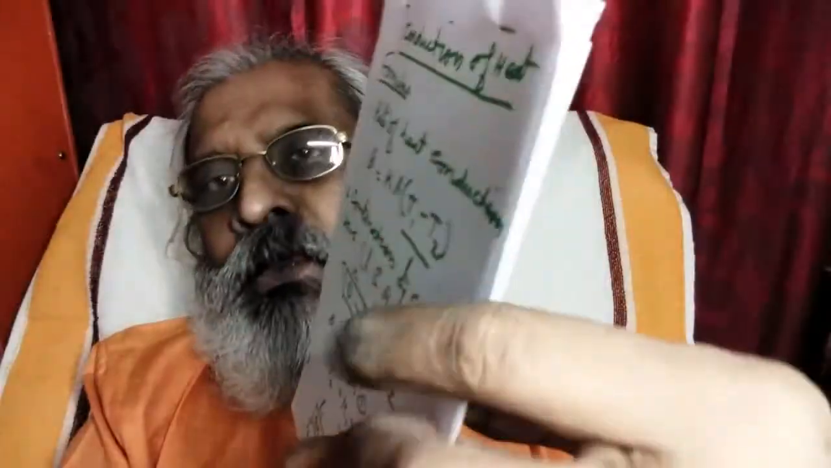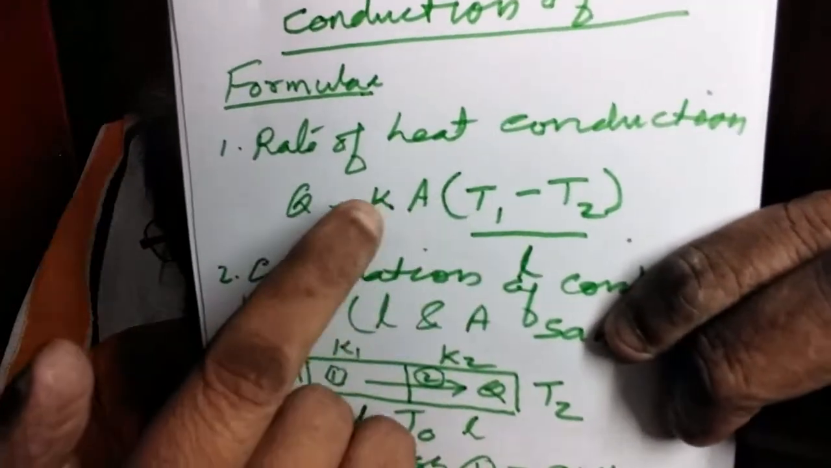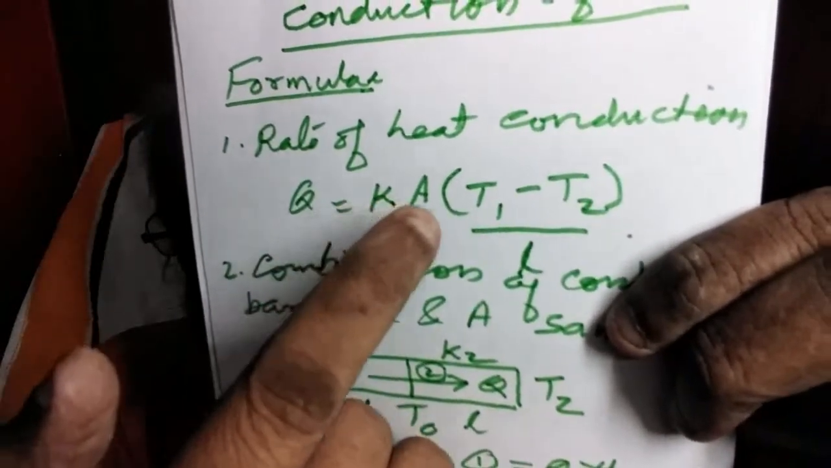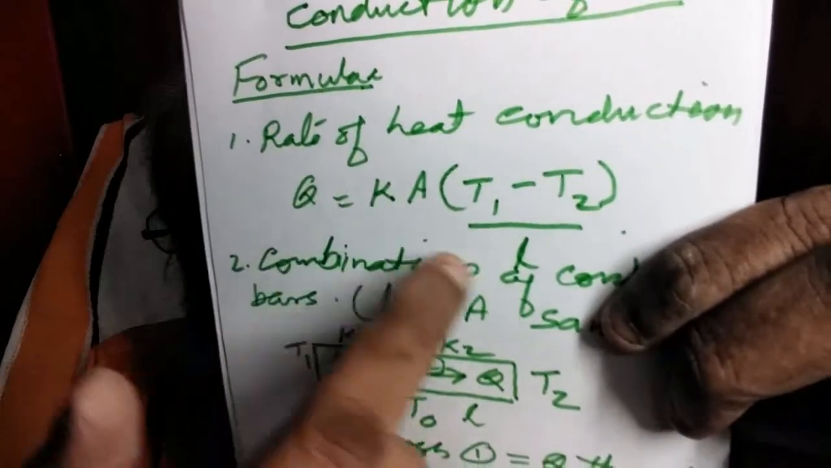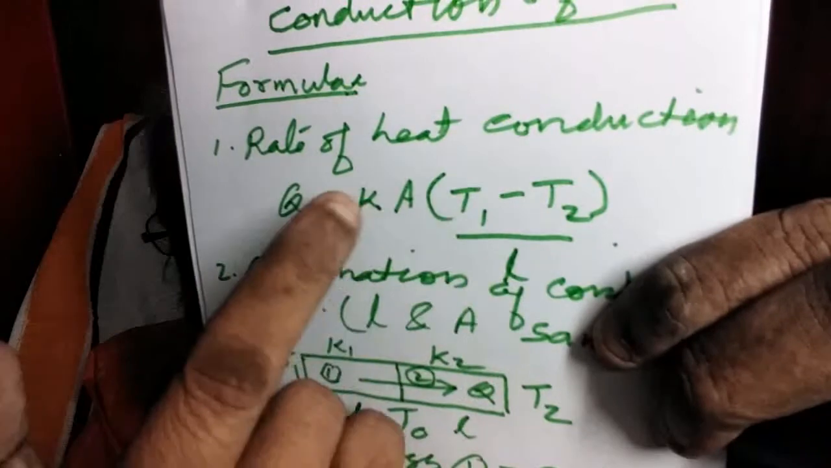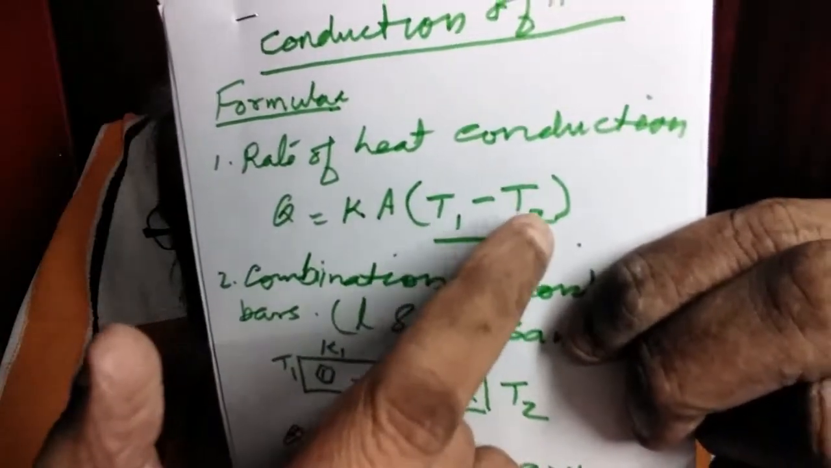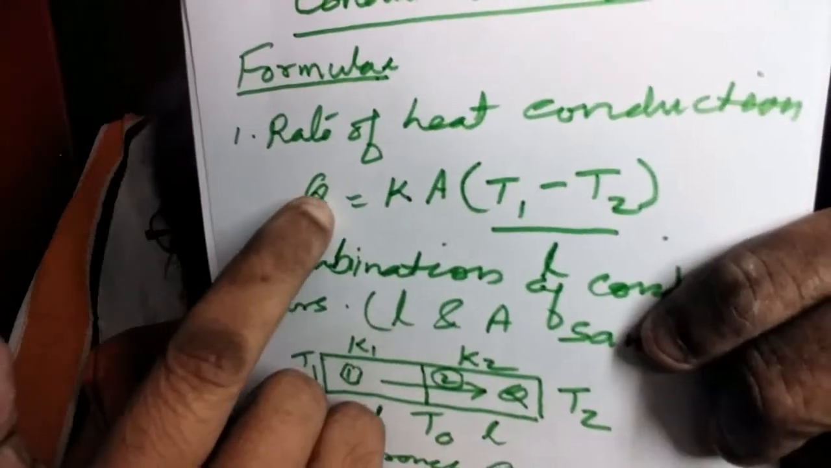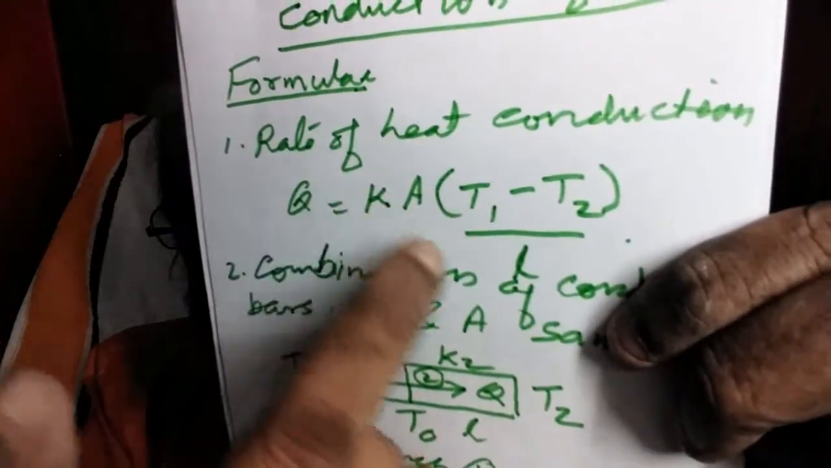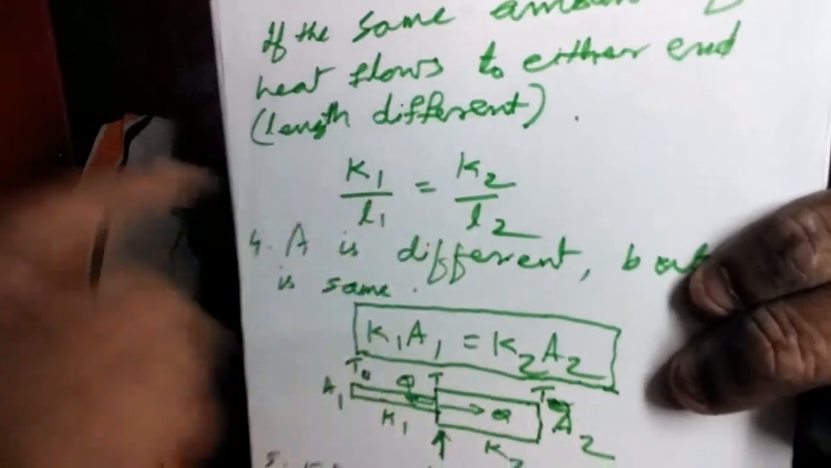Because in the general basic formula, L comes in the denominator, K in the numerator, area in the numerator. Keep it in mind. So K by L is constant because T2 is T0 here. T1 is T. Q is the same. That means K by L is a constant, or K1 by L1 equals K2 by L2.